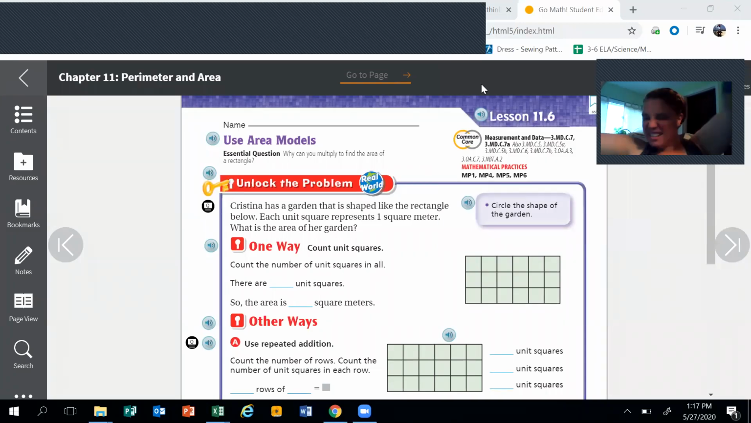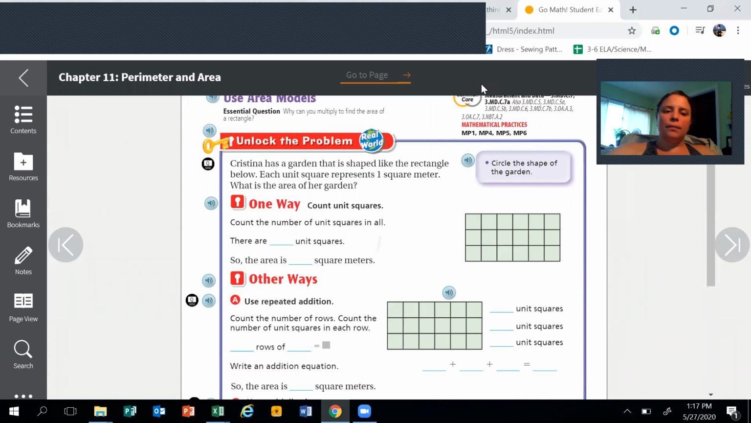Are you ready to finish this up? This is our last lesson before our test, and then we're done for the year. And today we're talking about using area models, which you've been kind of doing already. So why can you multiply to find the area of a rectangle? That's what we're learning today.